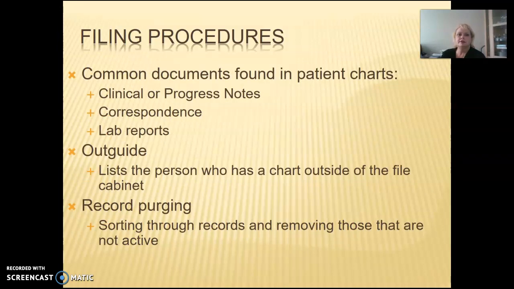We also have here some other filing procedures. So they start off talking about common documents found in patient charts. So I told you a little bit, right? Usually you have progress notes at the top, then laboratory results, and then radiology results. After that, you would have authorizations in their chart. You'll have their intake forms. You'll have copies of their driver's license and insurance card.